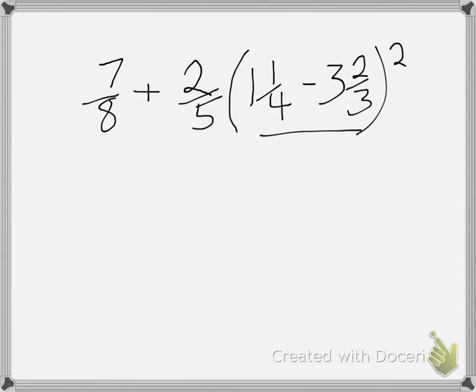Alright, so what do y'all get for this one? Negative 2 and 5 over 12. Okay, good. Hang on. I somehow changed my mode. I don't want it in decimal mode.